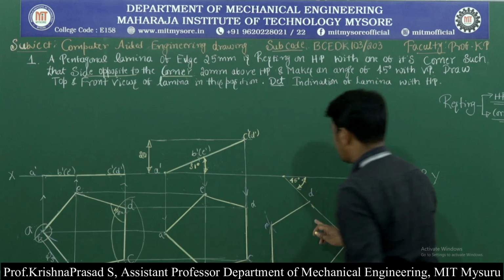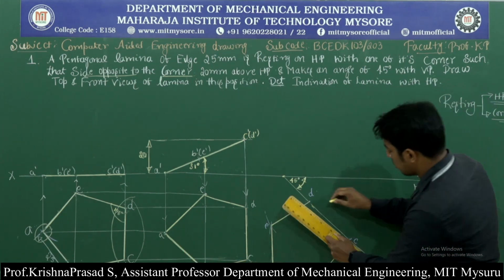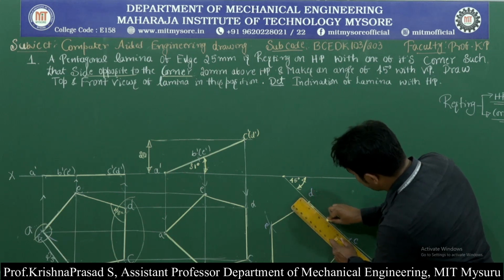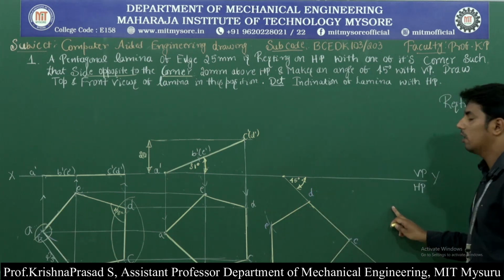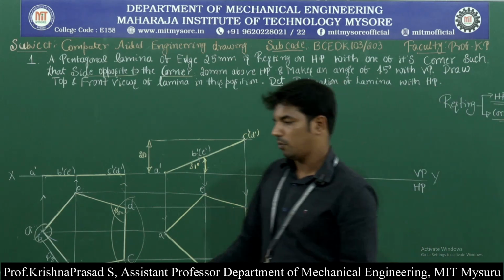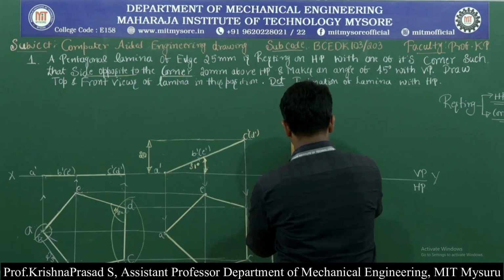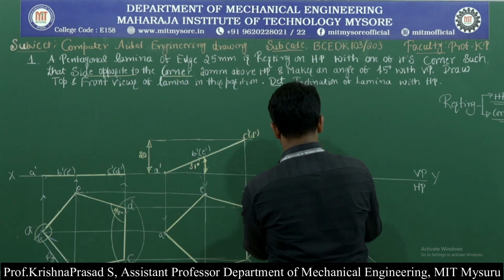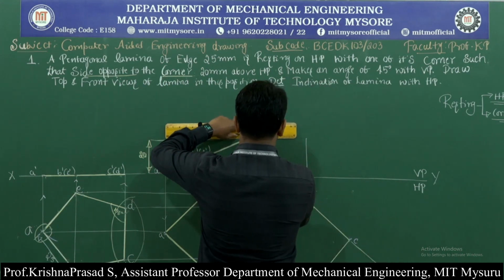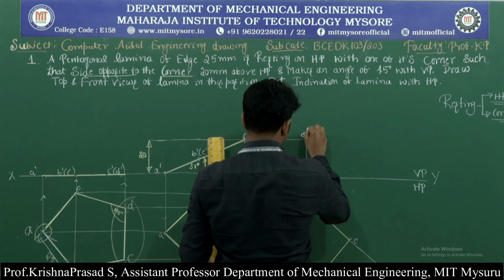Okay, now we have kept the pentagonal lamina with the side opposite to the corner, that is the side DC, at 45 degree to VP. Now we need to project the entire pentagonal lamina into the front view. Okay, for that draw the projection lines. So this is D and this is D dash, both meeting at a point that is called D dash.